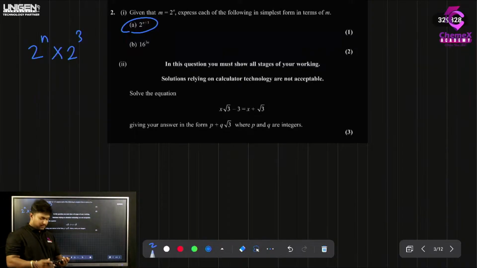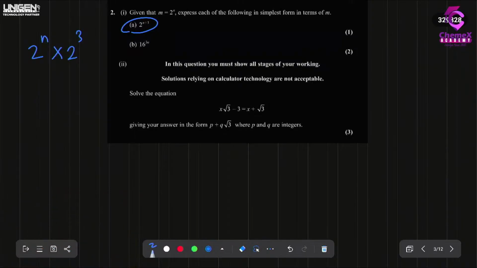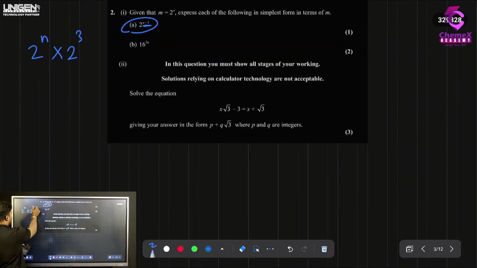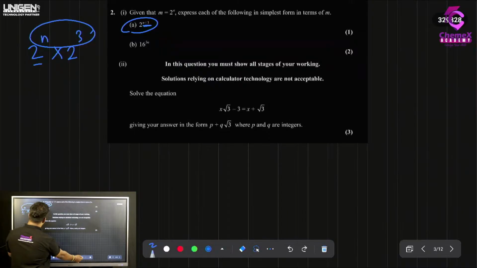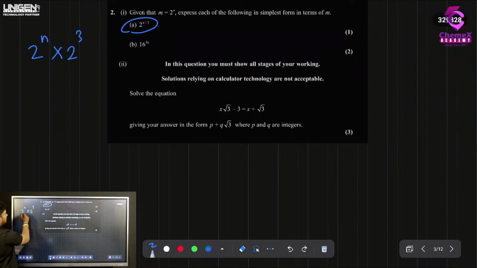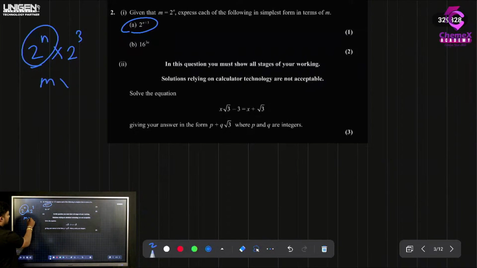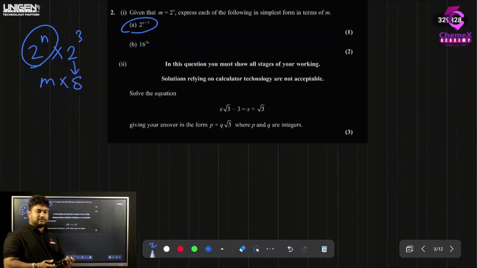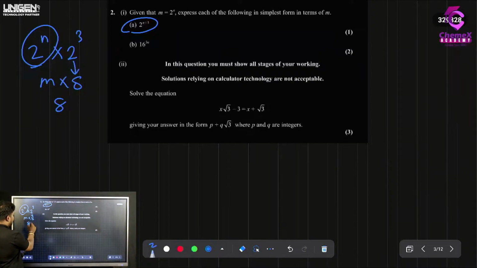Did you understand or not? So here can you see it's 2 to the power n plus 3. When you write two terms like this and the bases are the same, you can add the powers. So I just split those into two things. Now, 2 to the power n can be written as m, right? So m into 8. How did 8 come? 2 to the power 3 is 8. So it's going to be 8m.